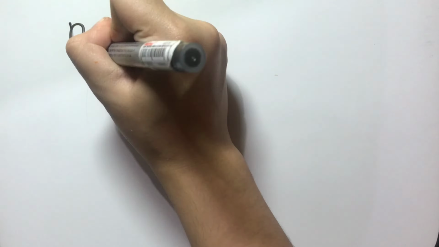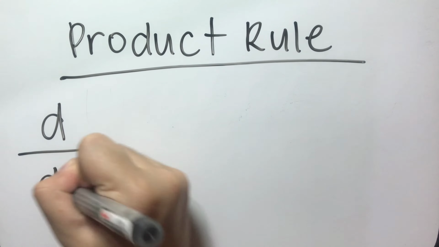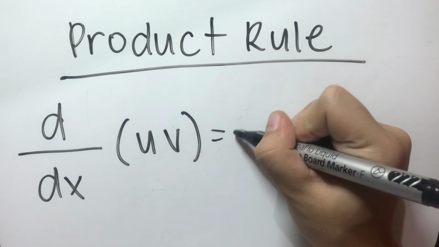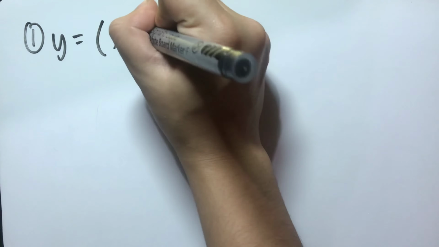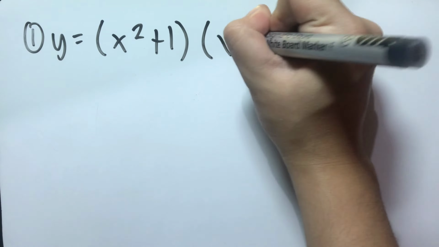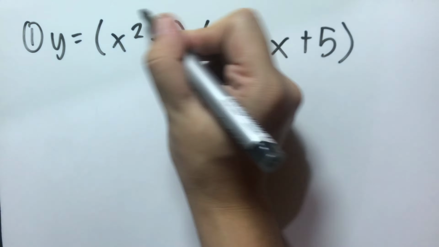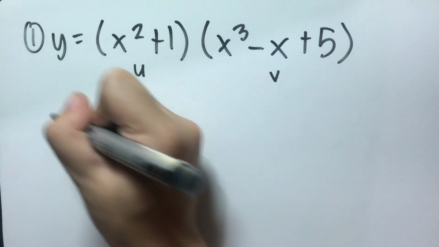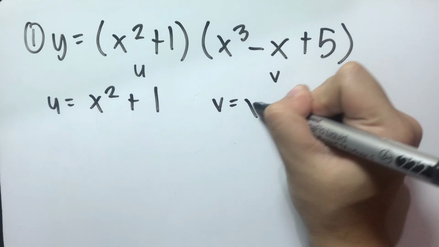Next rule is the product rule, where the derivative of u times v, where u and v are two different functions, is equal to uv prime plus vu prime. So for number 1, y is equal to the quantity of x squared plus 1 times the quantity of x cubed minus x plus 5. We represent the first function as u and the second function as v. So u is equal to x squared plus 1 and v is equal to x cubed minus x plus 5.